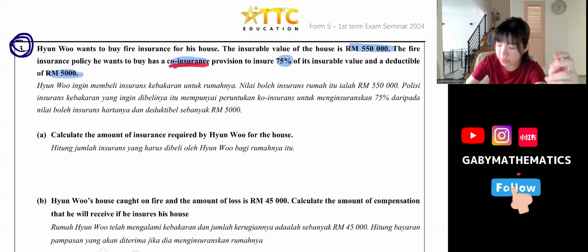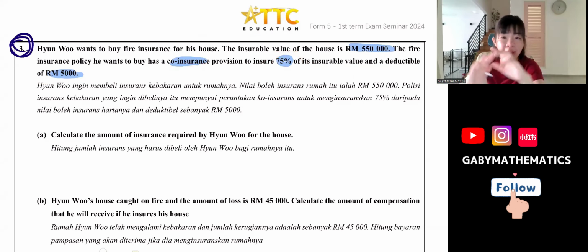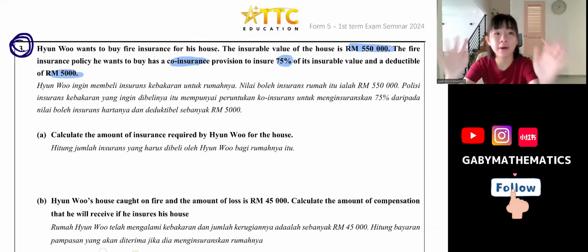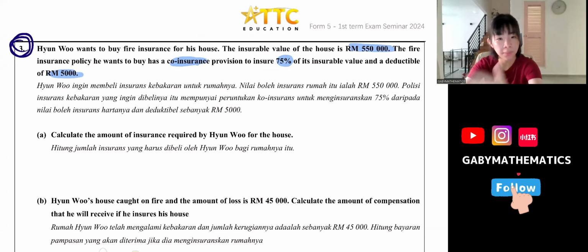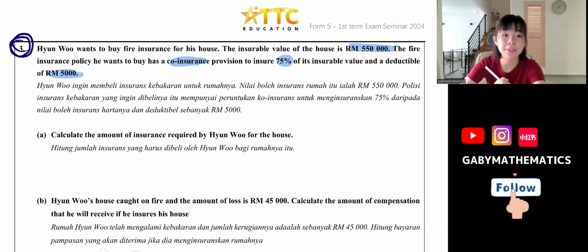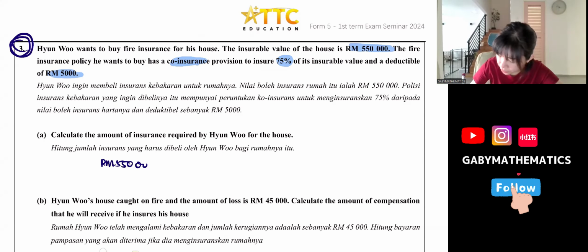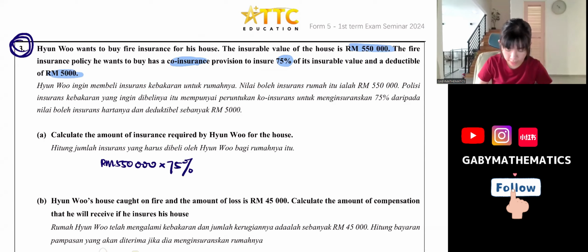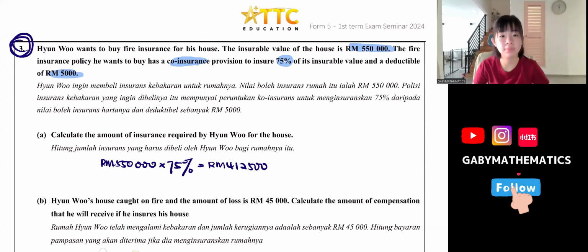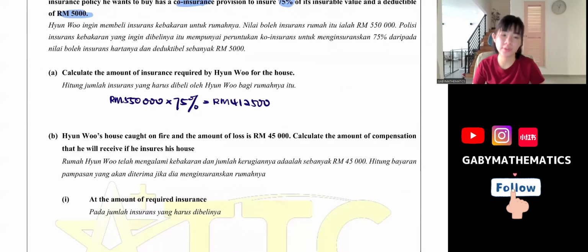Since the coinsurance is 75%, meaning if anything happened to the house, insurance only covers up to 75%. Means you should only buy 75%. So if the house is 550,000, just times 75%, that will be the insurance required. So he only needs to buy 412,500 ringgit worth of insurance.